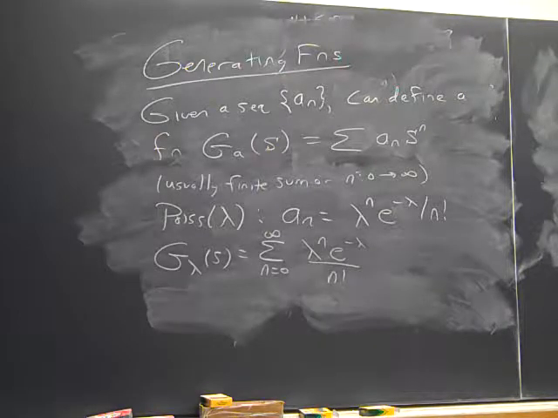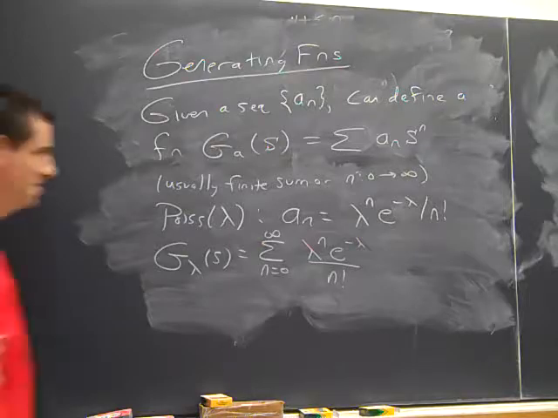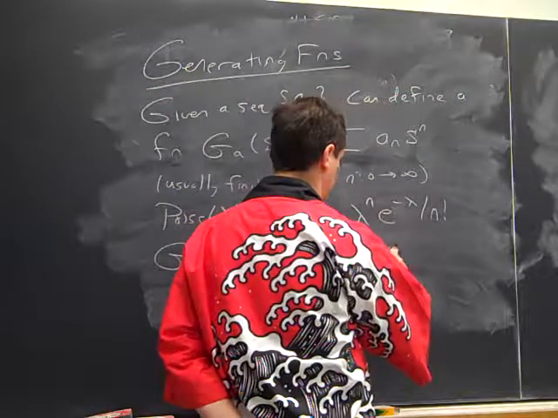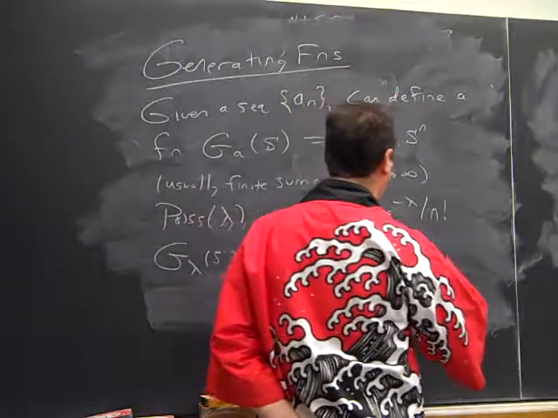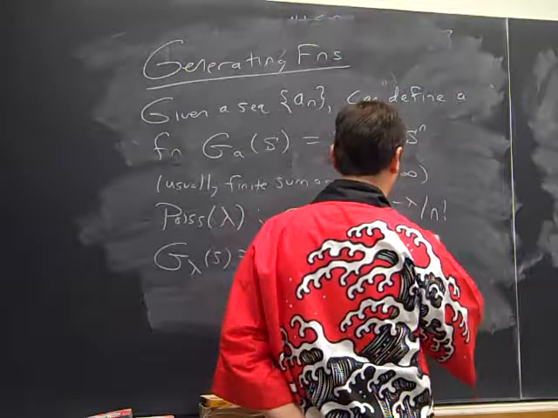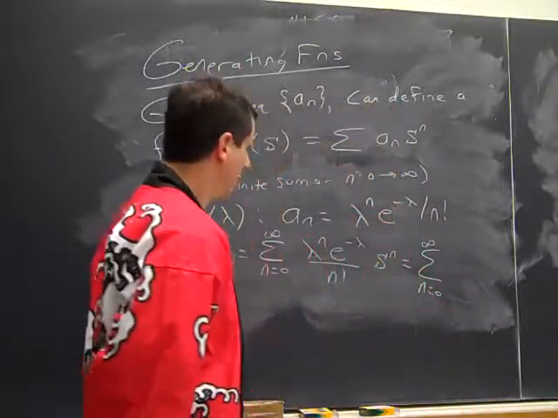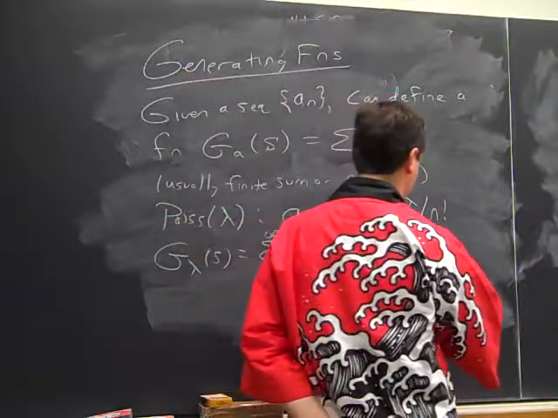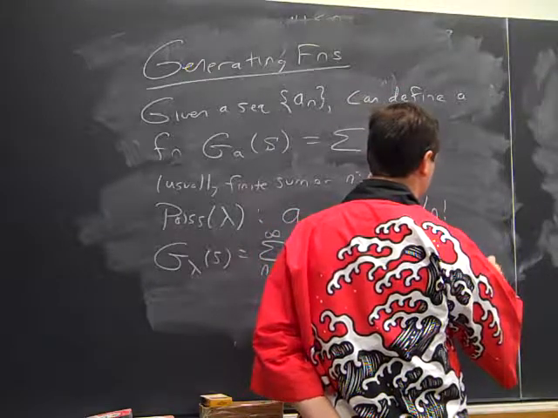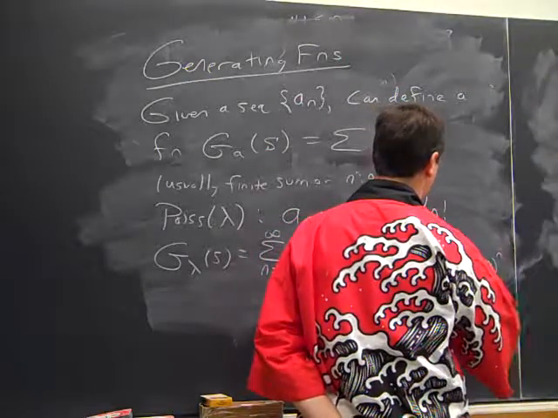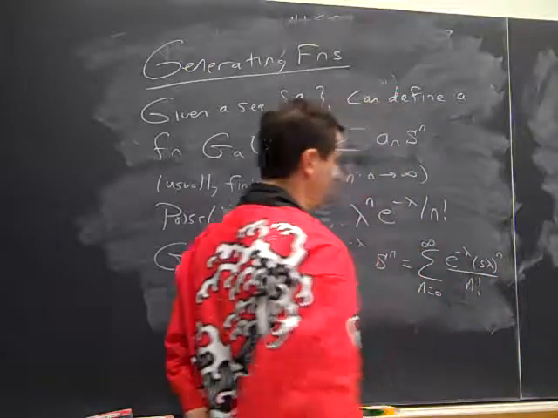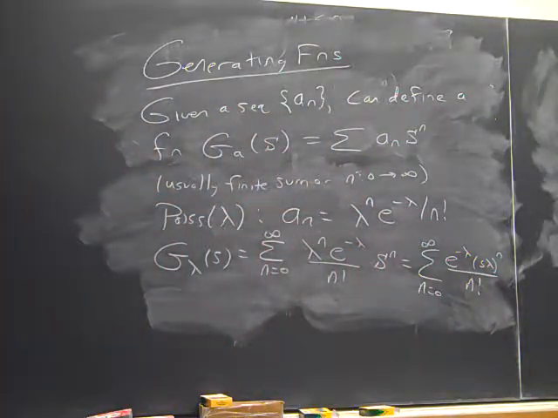times s to the n. Now, when you look at this, a natural way to rewrite this, I can even pull out e to the minus lambda if I want. It's the sum of s lambda to the n over n factorial. All I've done is put s with lambda. They're both raised to the nth power. Why not have them hang out?